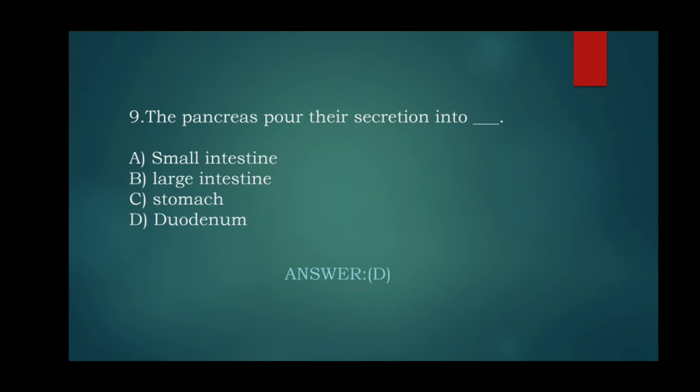Question number 9. The pancreas pours its secretion into: A. small intestine, B. large intestine, C. stomach, D. duodenum. And the correct answer is option D, duodenum. Then question number 10.